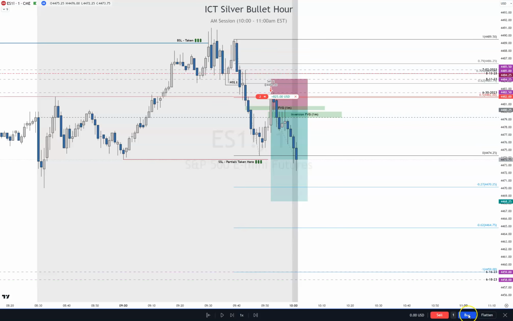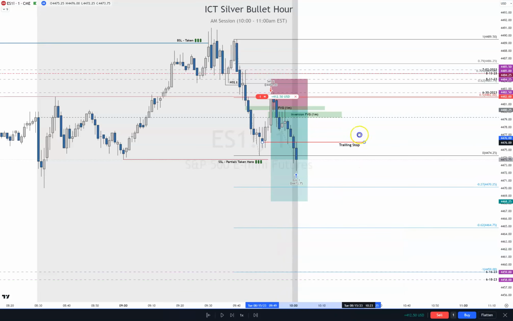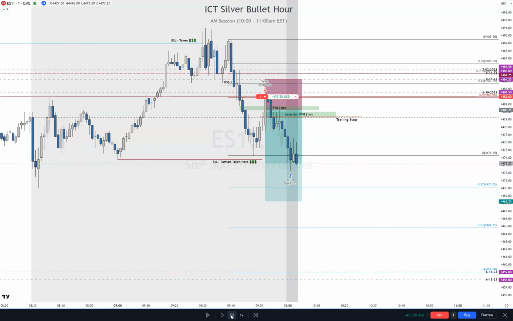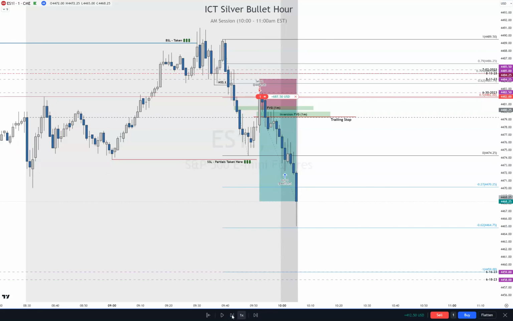Okay, there you go. Buy one there, take one off. My stop will be at break even, so let's move it. Let's throw that on here. Trailing stop would be right here. Alright, let's just see what happens. Alright, let's flatten that right there.